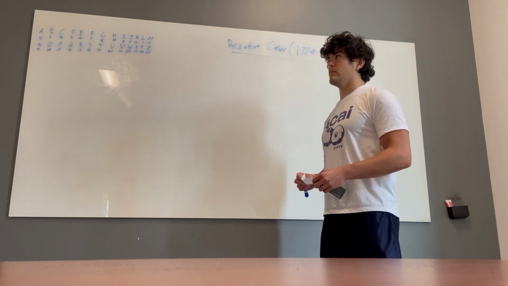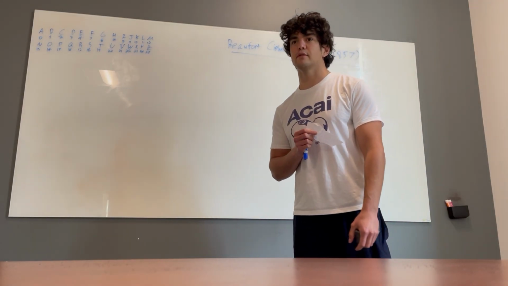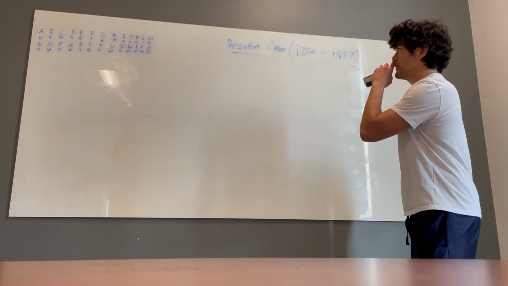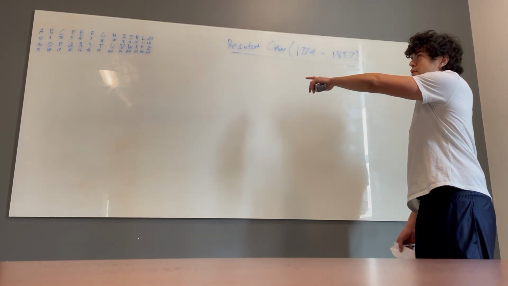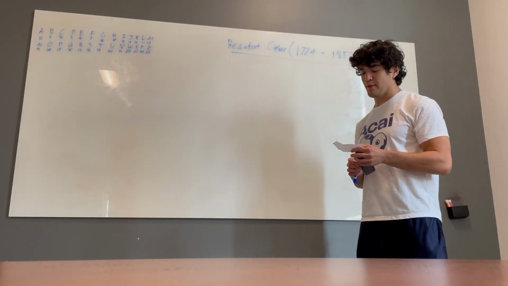Okay. What I want to talk about today is another cipher. It's called the Beaufort Cipher, and it was named after this guy who lived from 1774 to 1857. I'll write some things down about him.